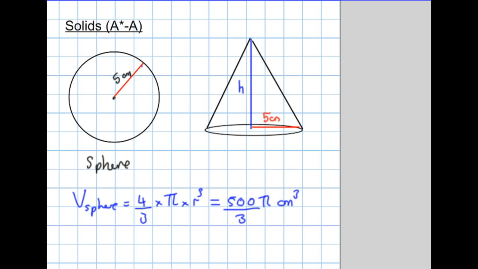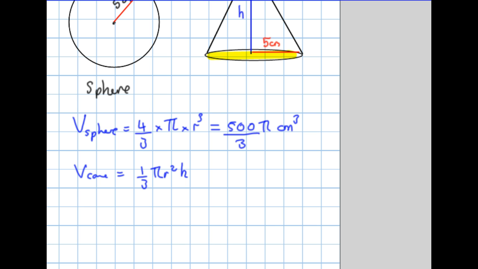Now we're going to try and calculate the volume of the cone. Now the volume of a cone, the formula's in the book, is 1/3 pi r squared, and that's the area of the base, times the height. Now the height we don't know, so we're going to come back to that. So let's have a look. The volume of the cone equals 1/3 times pi times the radius squared times h.